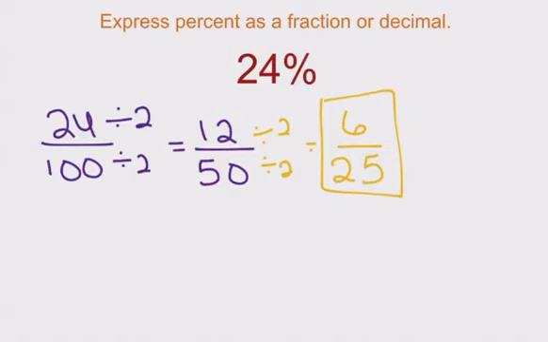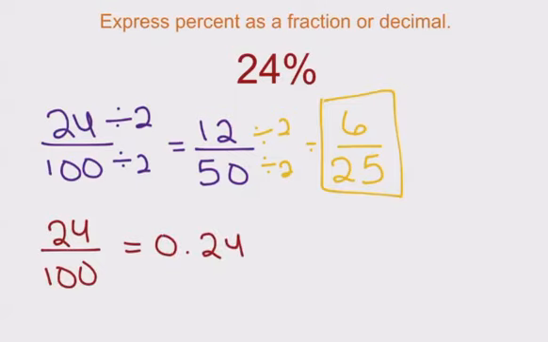Now we want to write the percent, 24%, as a decimal. So we'd write 24 over 100, which would equal 24 hundredths. So we write 24 hundredths as a decimal.